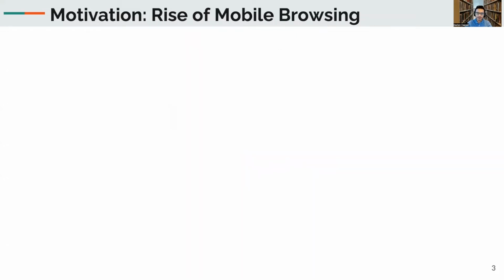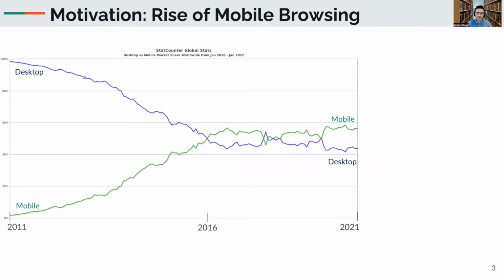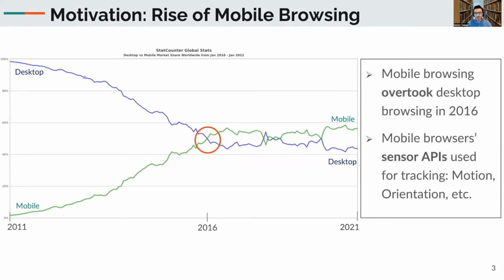With that in mind, we'll now look at the rise of mobile browsing, which is the second piece of motivation for our work. What we saw over the past decade is a steady increase in the market share of mobile browsing relative to desktop browsing, culminating in 2016, where mobile browsing actually overtook desktop browsing as the most popular way that people were accessing the web. This is an important challenge for web privacy measurement researchers because mobile browsers run on mobile devices that have additional sensors as compared to desktop devices. And mobile browsers expose access to these sensors via sensor APIs that can be used for tracking.